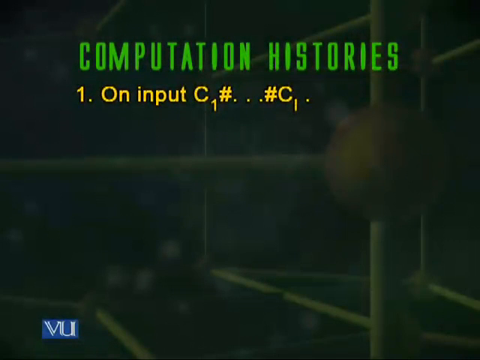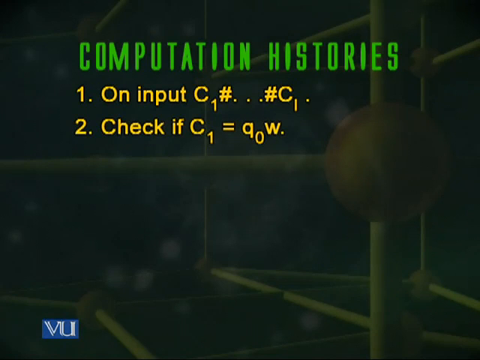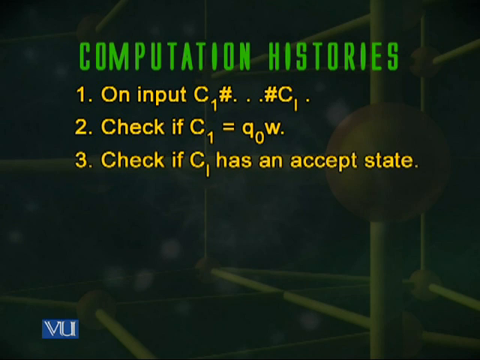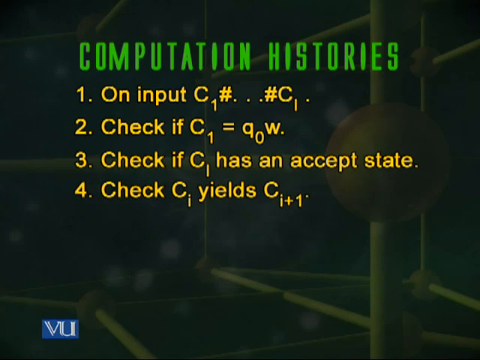Suppose it gets the input C1 followed by a hash sign followed by C2 all the way up to CL. So it gets L configurations. The first thing it'll do is check if the first configuration is the initial configuration of M on W, that is, Q0 followed by the string W. It will also check if the last configuration has an accept state. Then it will check if Ci yields Ci plus 1.